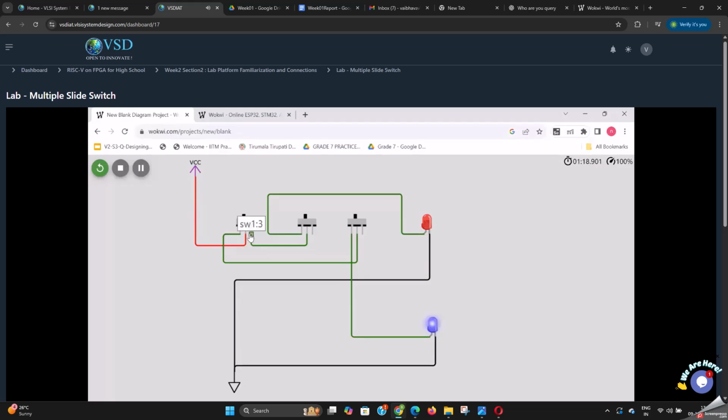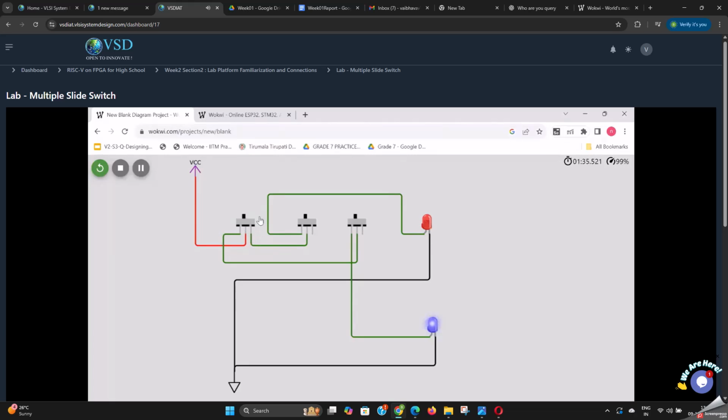Now this switch with respect to this contact is off. The first switch with respect to contact 3 is off, and the second switch, which is in series to switch 1, even though its contact is on by default, current cannot flow here because this contact is off.